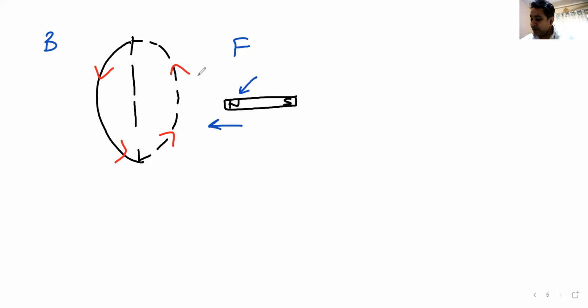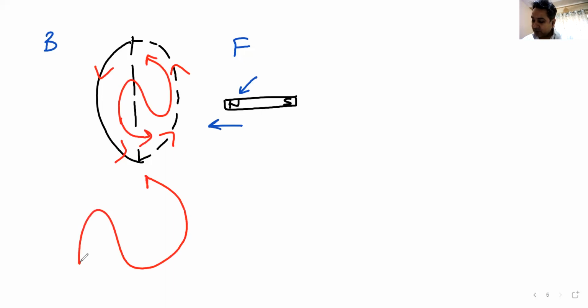Getting my point? Yes, sir. You can write N for north like this. North means the current has to be anti-clockwise. Got it?